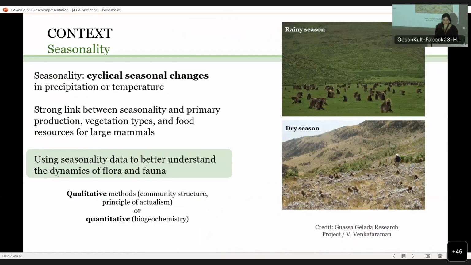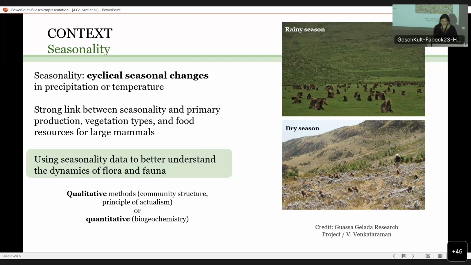Seasonality can be described as a cyclical seasonal change which occurs in precipitation or temperature. It's interesting to study this seasonal variation in order to understand the evolutionary dynamics of species. And this variation can take different forms depending on the locality, with, for example, multiple dry seasons or rainy seasons.